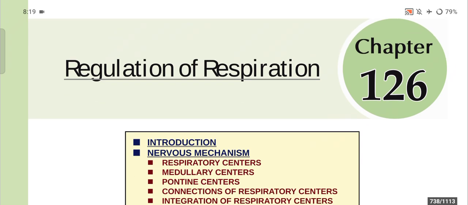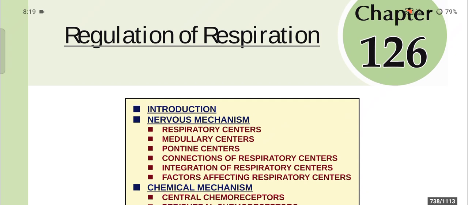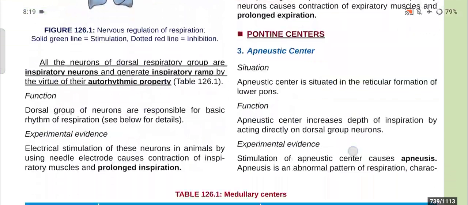In the previous part, we have already discussed the introduction, then we started the nervous mechanism, and in the nervous mechanism we discussed the respiratory centers. Among these, the medullary centers and pontine centers. Now today we will try to discuss the connection of respiratory centers. Let us start.